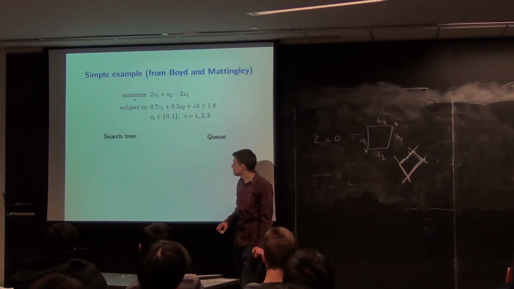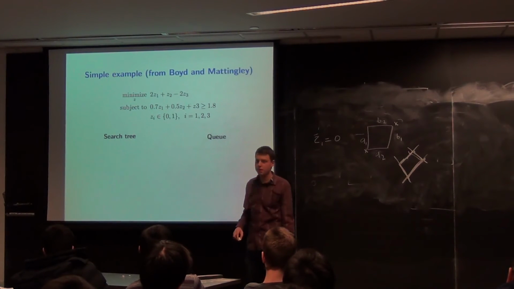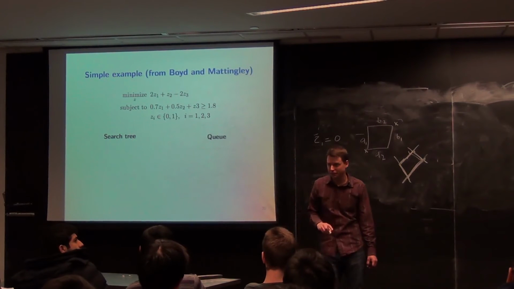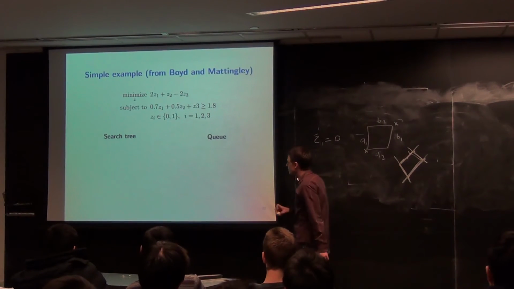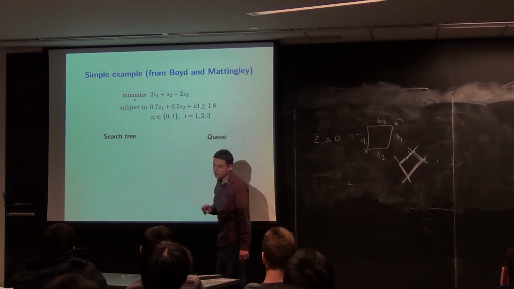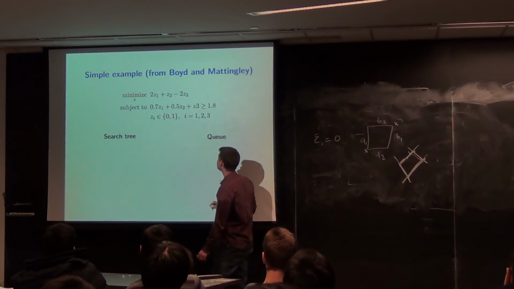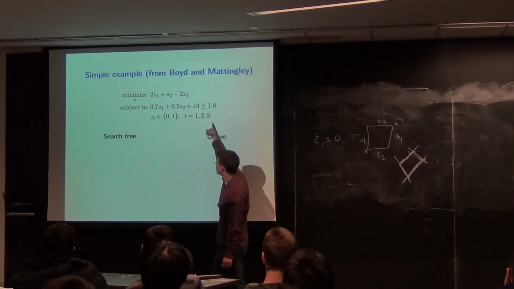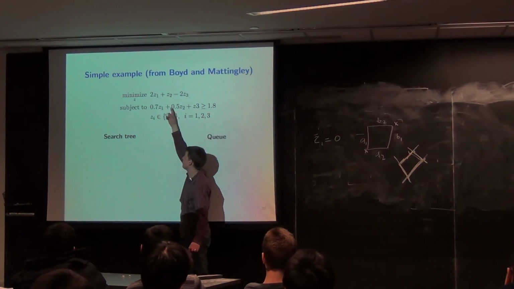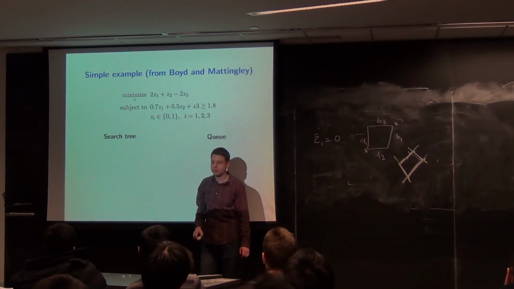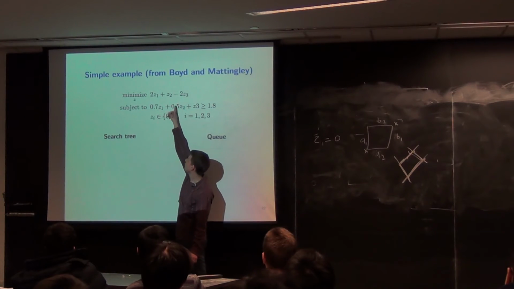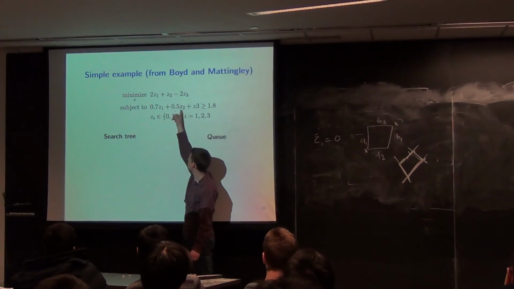All right, let's see an example of how this works. Maybe this will make it a little bit clearer. We have a simple binary integer program here with 3 binary variables, one objective term and one constraint. The objective here is that thing, and the constraint is this thing here.